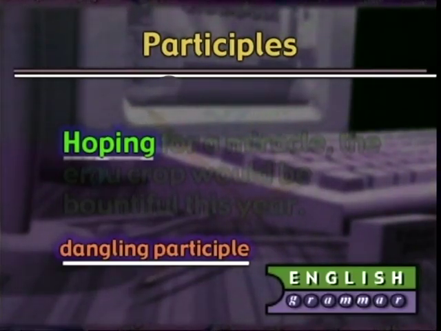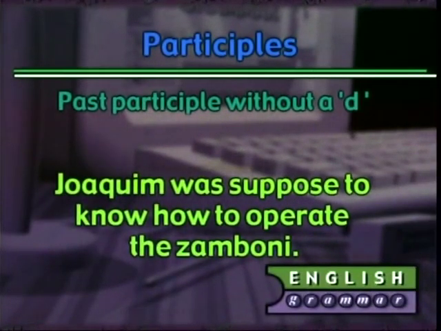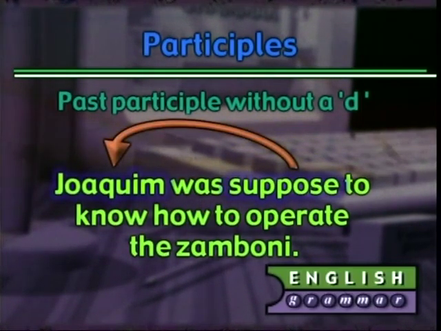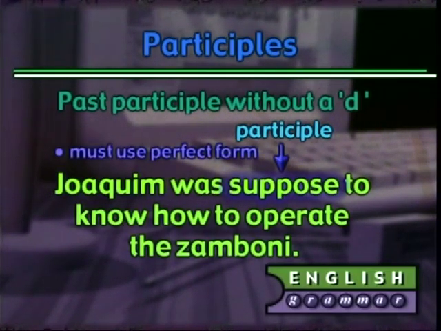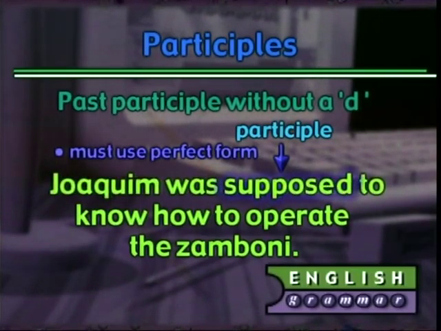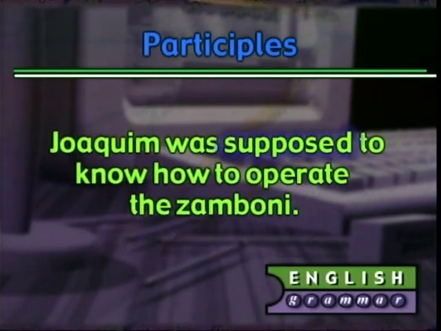It's also embarrassing. Another common mistake is to leave the D off a past participle. What if we say, "Hakeem was suppose to know how to operate the Zamboni." We're really using the verb suppose to describe Hakeem, which would make it a participle. But we know that to make a past participle, we need to use the perfect form of the word, which here would be supposed. So, the correct way to say this sentence would be, "Hakeem was supposed to know how to operate the Zamboni."